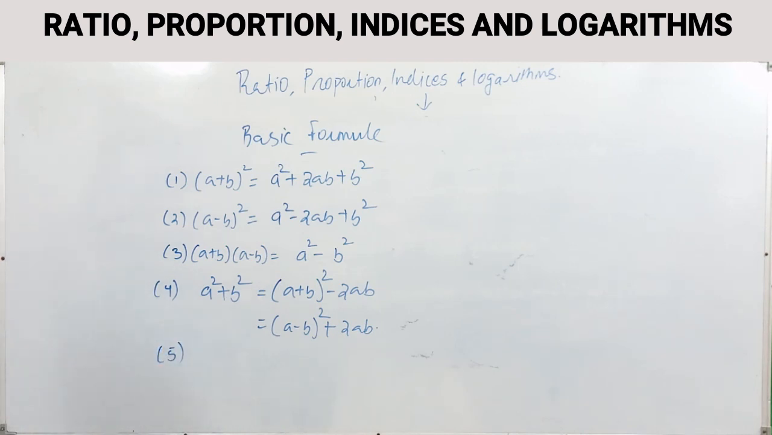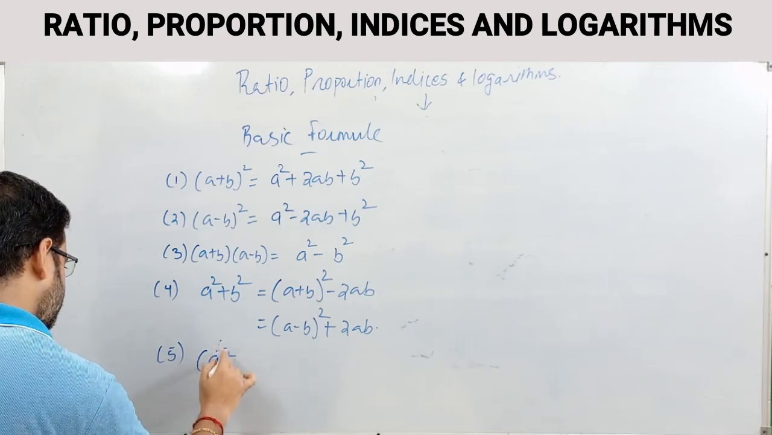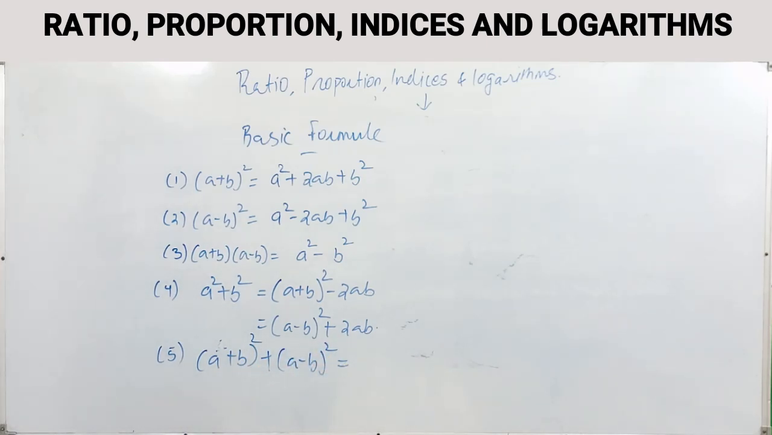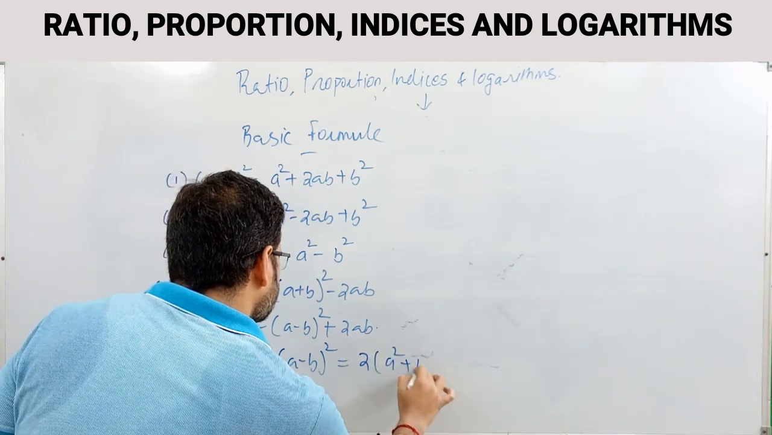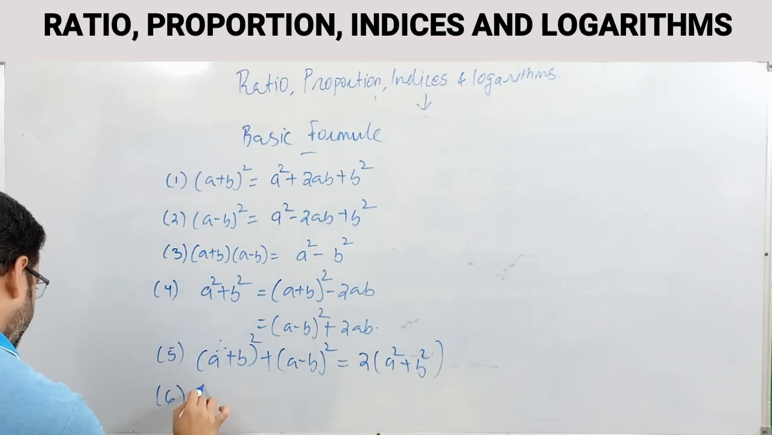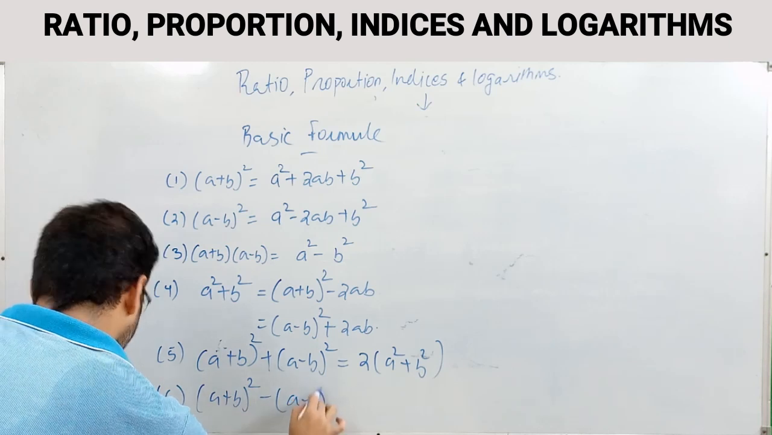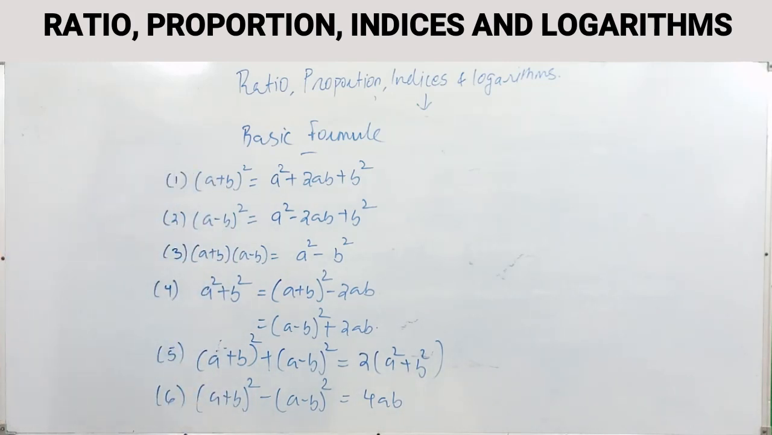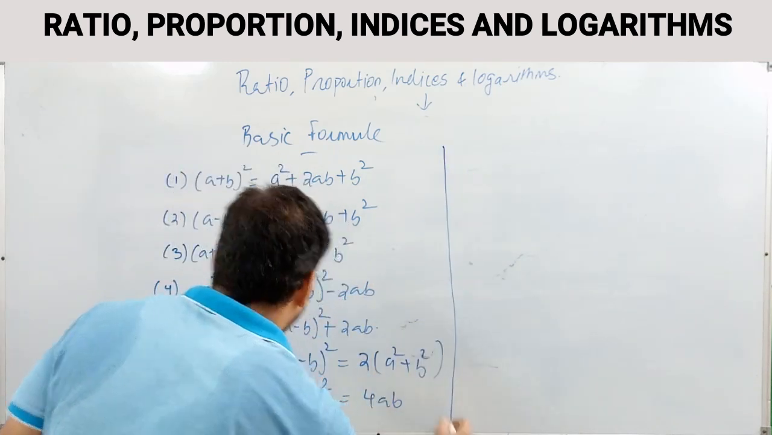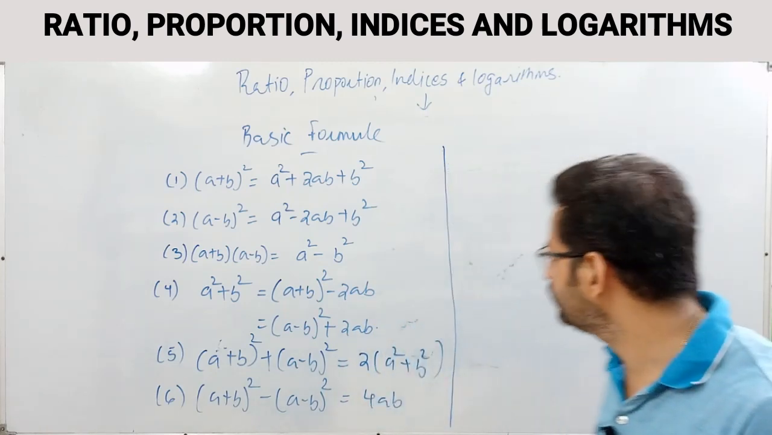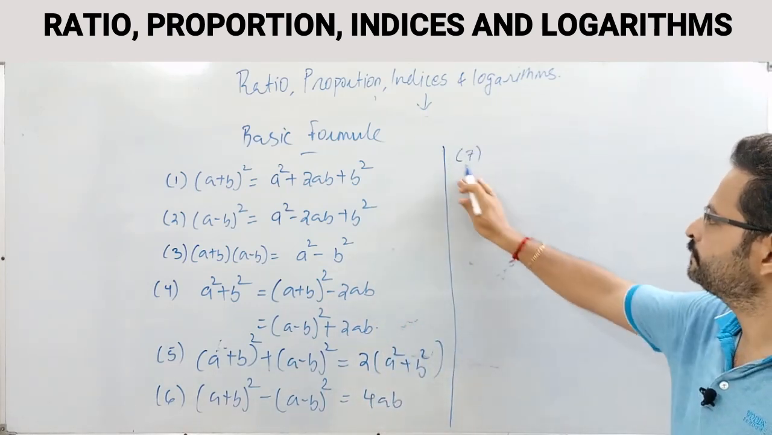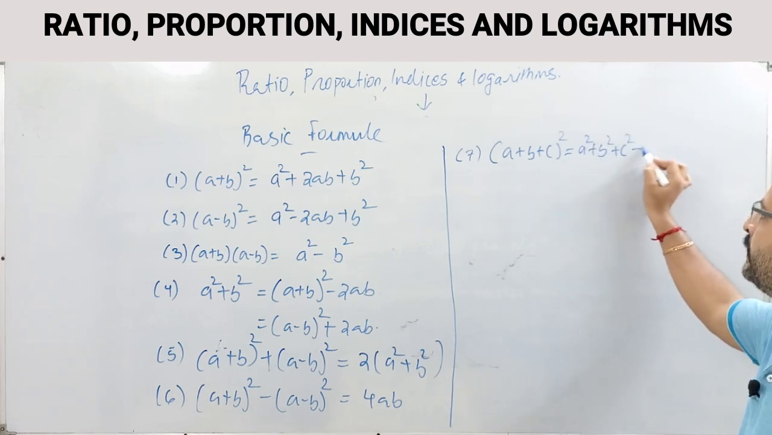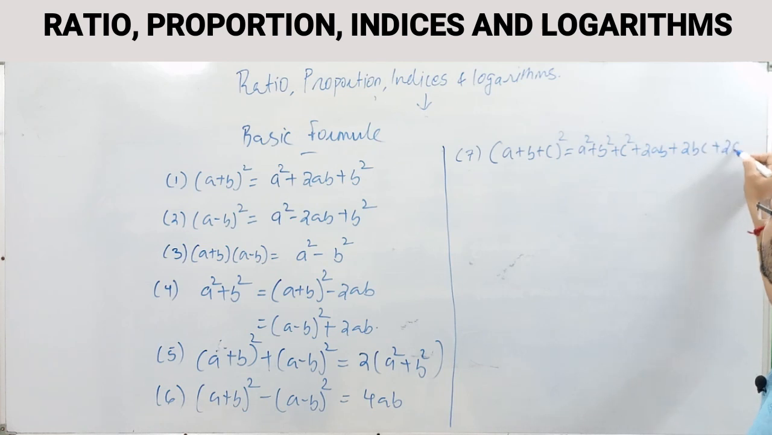Now the next one, (A plus B) the whole square plus (A minus B) the whole square is equal to 2 into (A square plus B square). Now sixth one, (A plus B) the whole square minus (A minus B) the whole square is equal to 4AB. Now consider the seventh one, (A plus B plus C) the whole square is equal to A square plus B square plus C square plus 2AB plus 2BC plus 2AC.